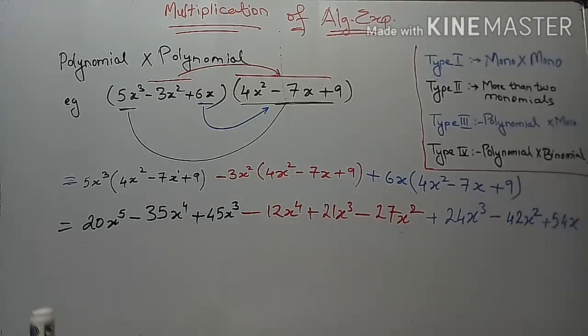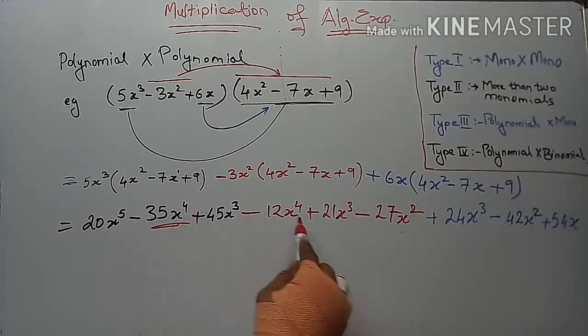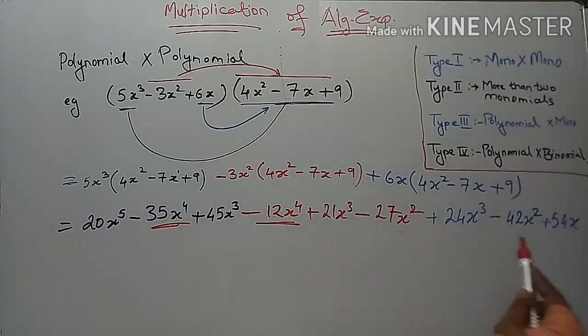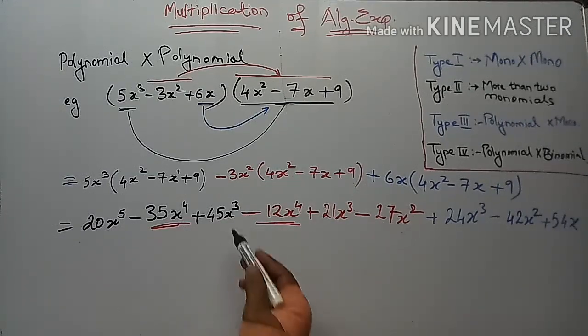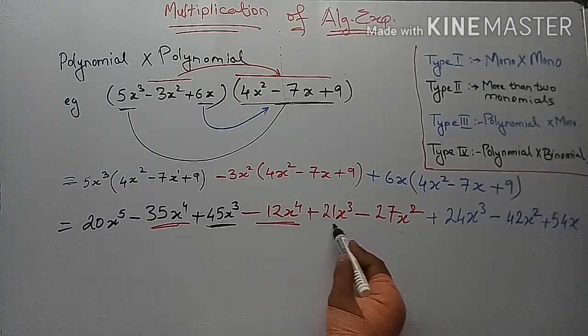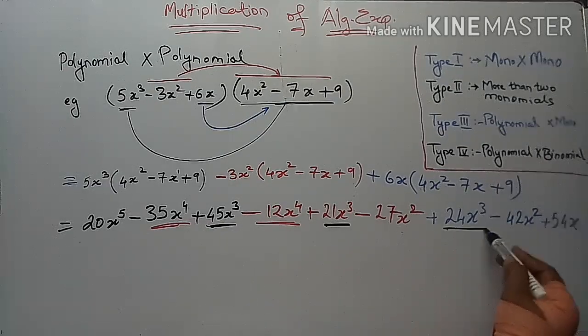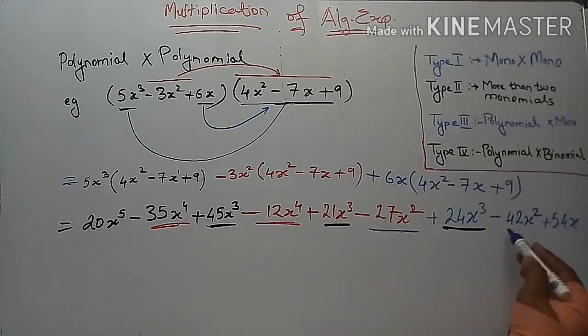Now we'll have to just figure out which are the like terms in these. x raised to 4, this is a like term, there's no x raised to 4 other than that. x raised to 5, there's only one x raised to 5. x cube, we have x cube over here, we have x cube over here, we have x cube over here. Then we have the x square terms, and then we have the 54x term.